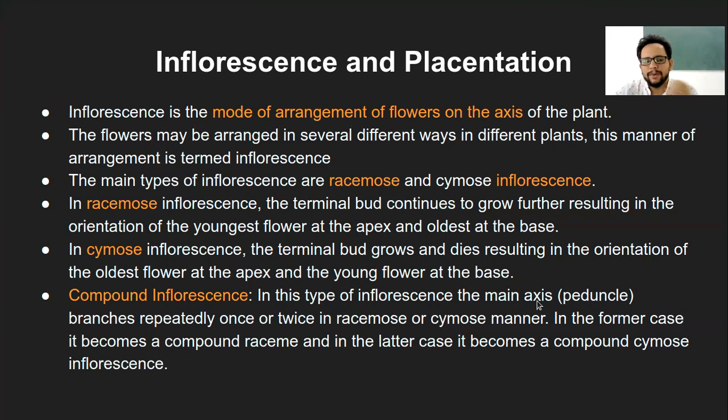Thank you. So we had looked at the four whorls, that is calyx, corolla, then gynoecium and androecium in detail with their different subparts, their structural arrangement and so on, and with respect to their functions as well. Now the small topic that is the last part of this chapter is inflorescence and the placentation.